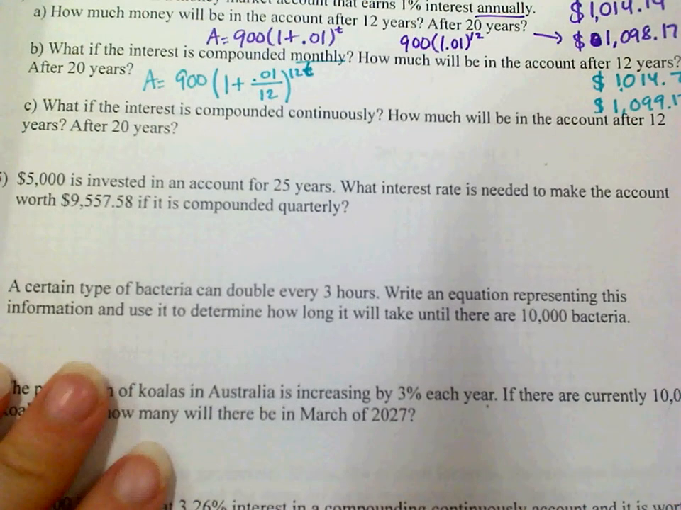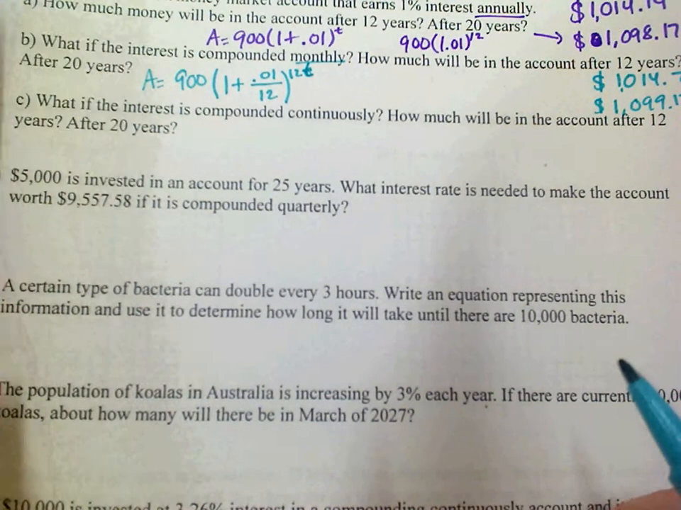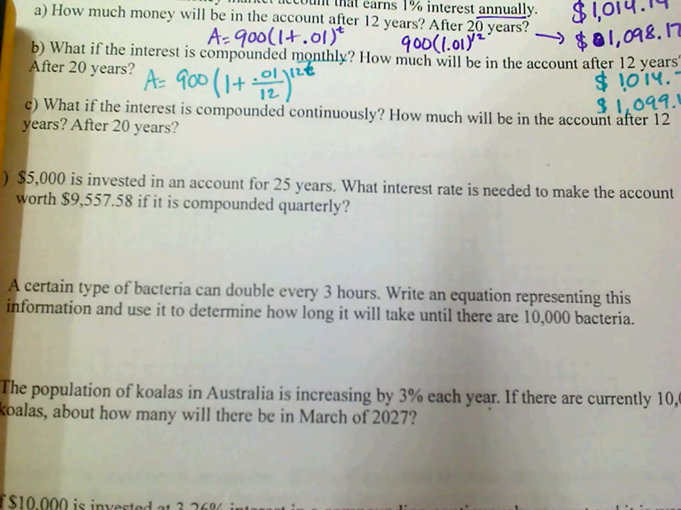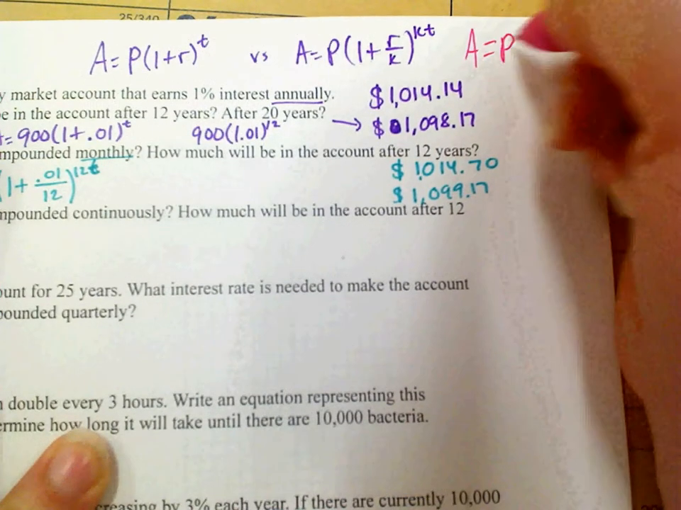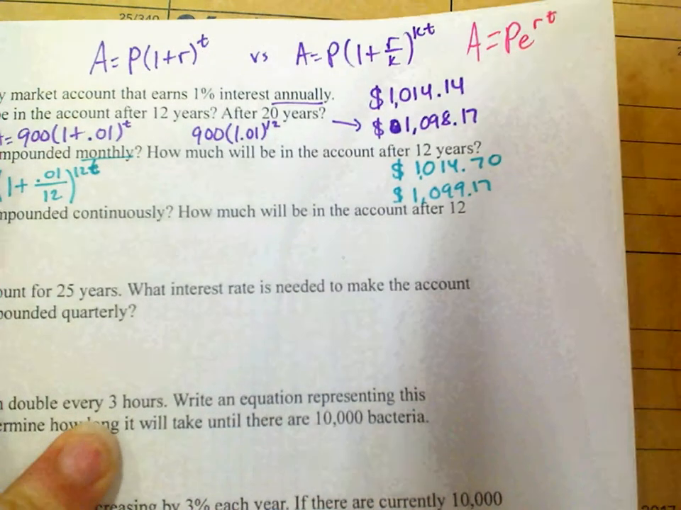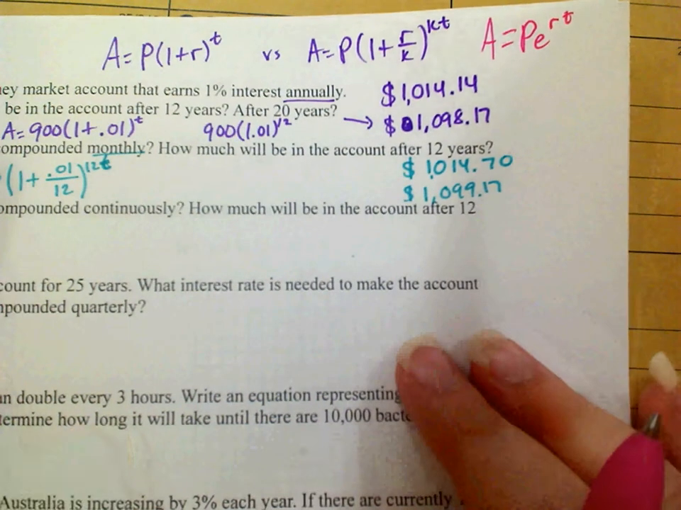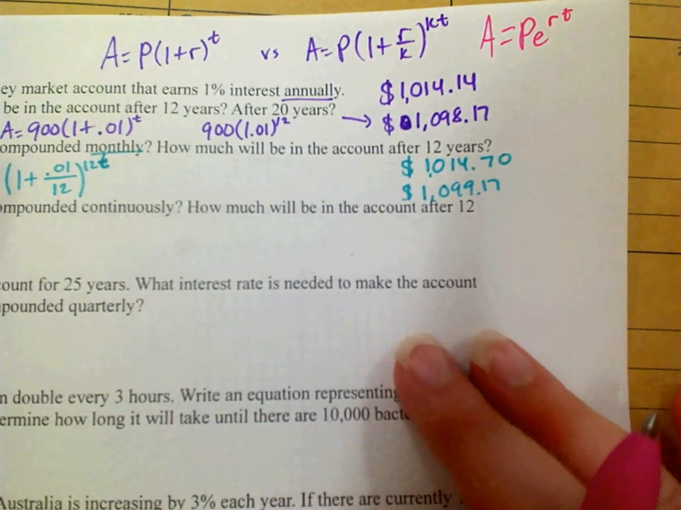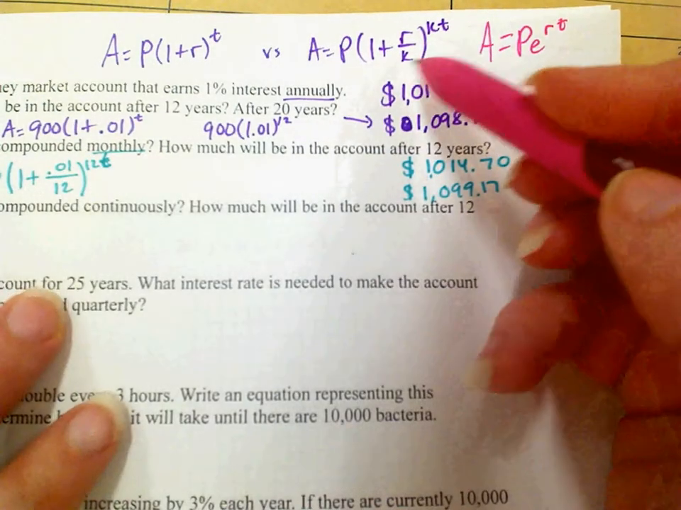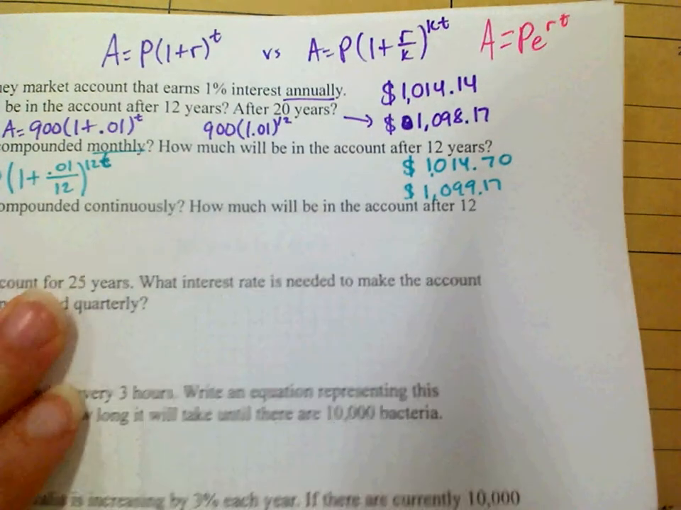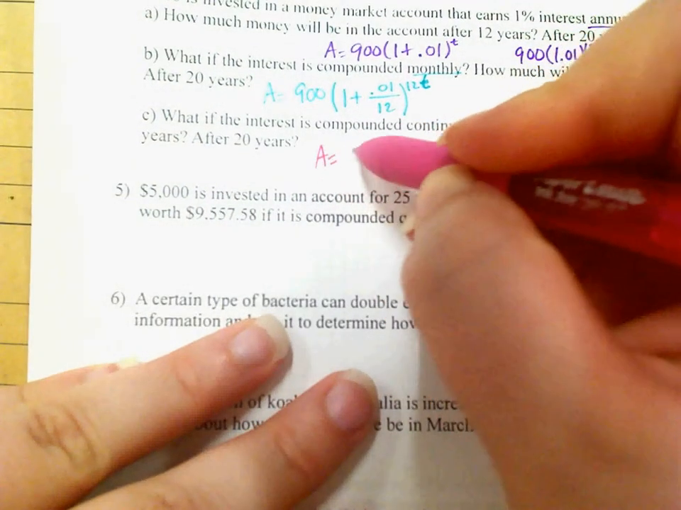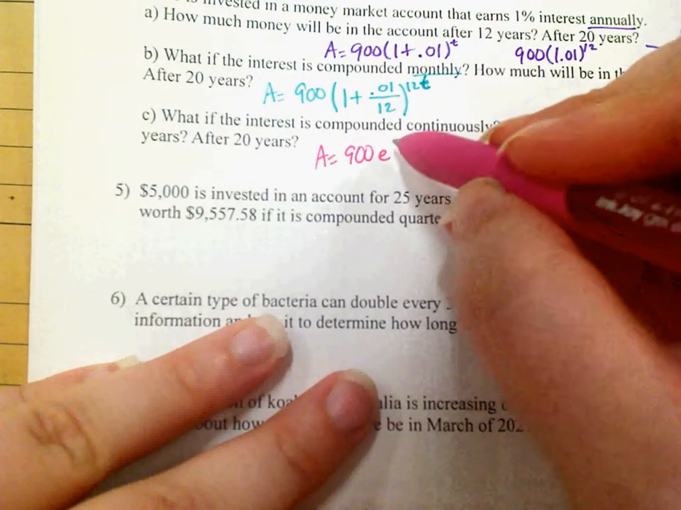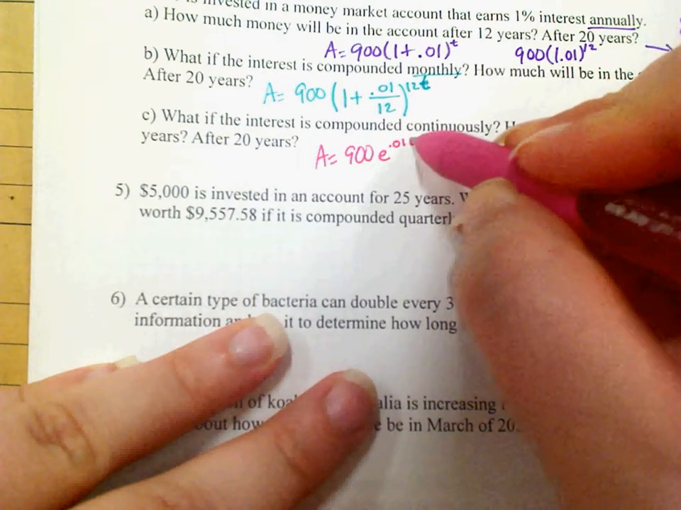Okay. What if the interest is compounded continuously? So continuously is a third formula. Amount equals principal times e raised to the rt. So e is an irrational number that we use when k approaches infinity, which is the number of times you compound. So we just got amount equals principal times e raised to the r, 0.01 times t.